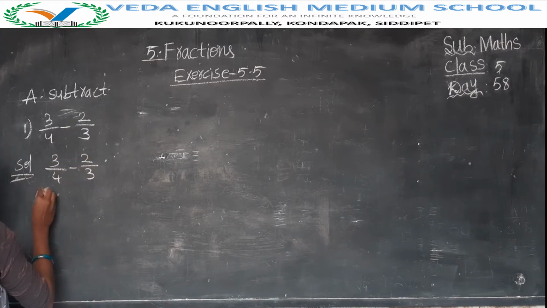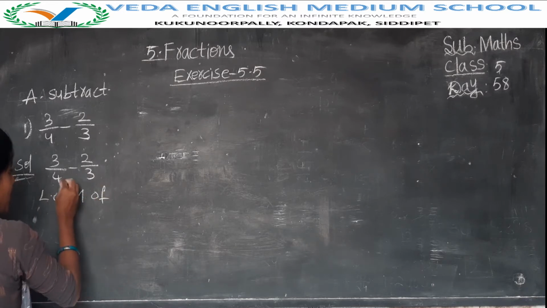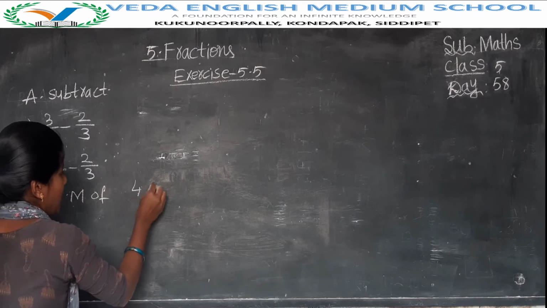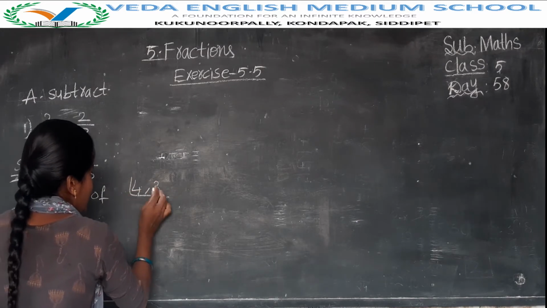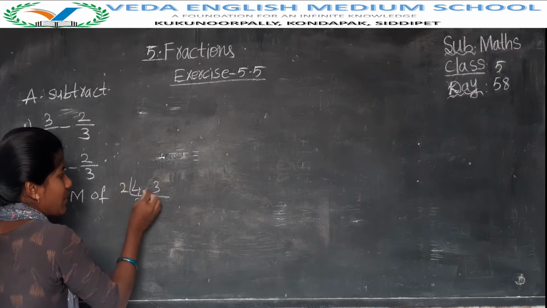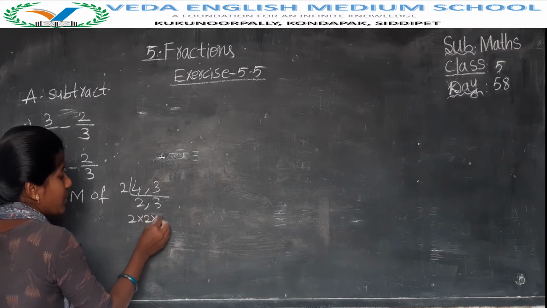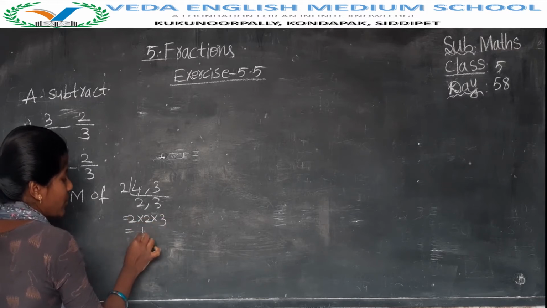Now LCM of 3, 4. LCM of 4, 3. 3 is a prime number, so only 4 is divisible by 2 table. 2 2s are 4. In 2 table 3 is not possible, 3 as it is. So 2 into 2 into 3: 2 2s are 4, 4 3s are 12.